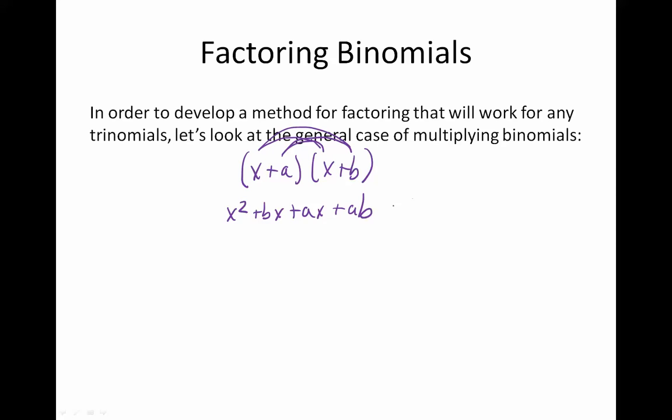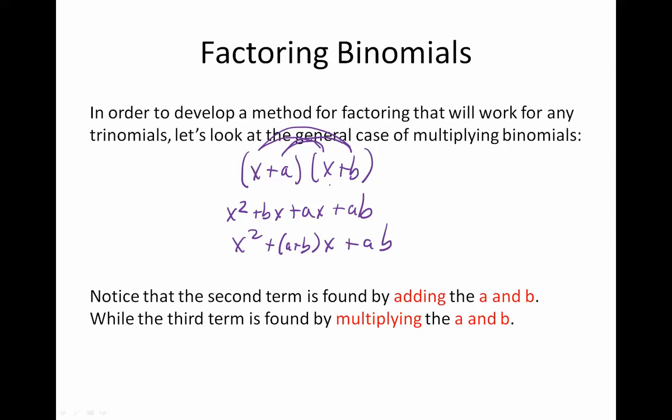Notice that I'm doing a general case here without the numbers in, so we can look at some patterns. Because what comes up when we do this is that these two terms are the same, which means we can add the a and the b together: plus (a plus b)x plus ab. There's a pattern here for how these things multiply. Notice that this second term is created by adding the a and the b. This third term is created by multiplying the a and the b.